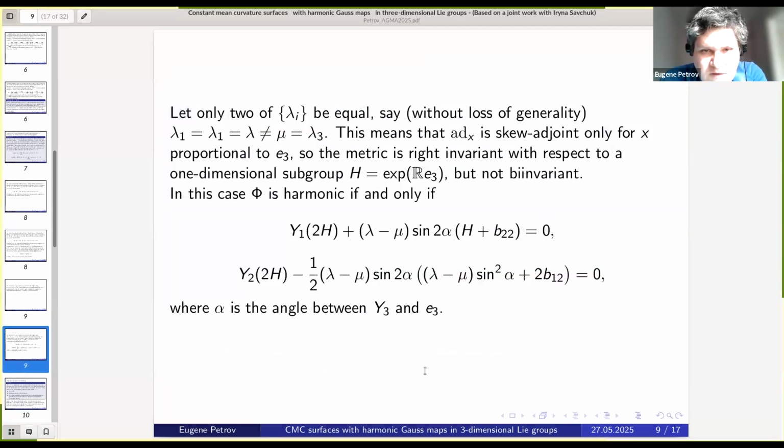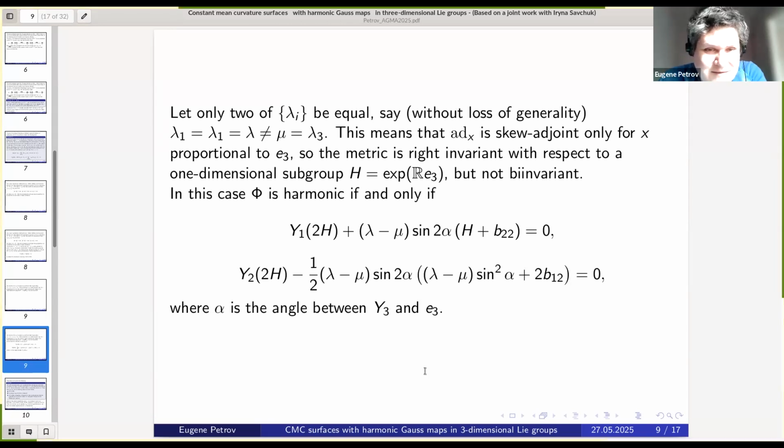So it's easy to see, well, from where it follows. For horizontal and vertical surfaces, sine of 2a equals 0. So a is 0, or pi over 2, or pi.